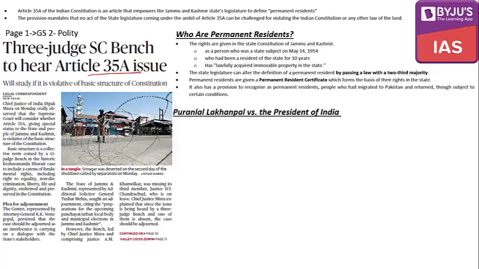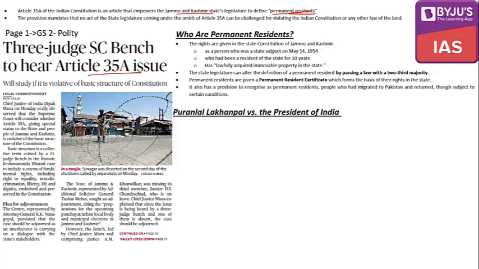So the first thing that we need to understand is what exactly is Article 35A. Article 35A of the Indian Constitution is that article which empowers the Jammu and Kashmir state legislature to define who the permanent residents are. So the first point that we need to understand in this article is who are the permanent residents, and this is what the whole idea of Article 35A is all about. Let's try and understand what it is.